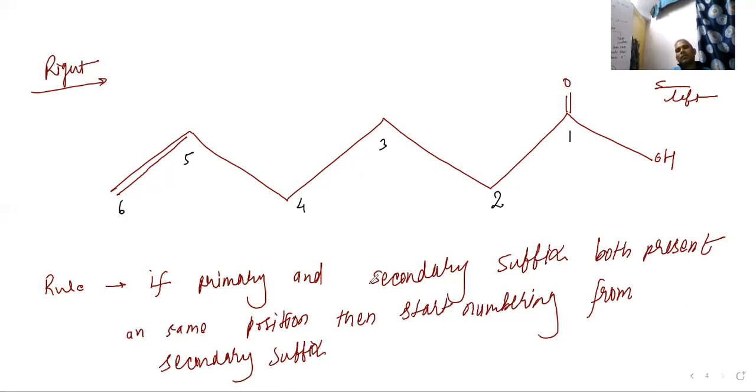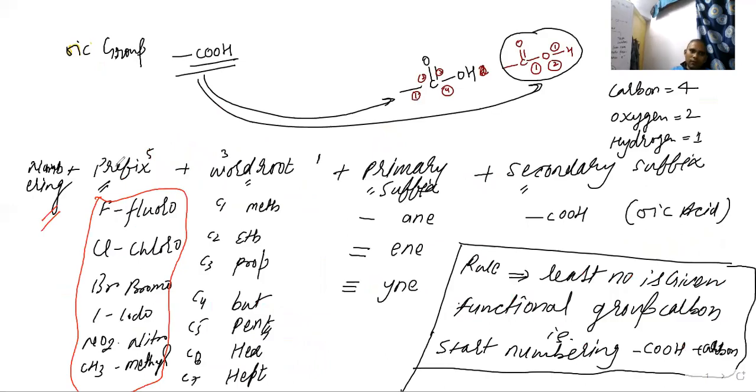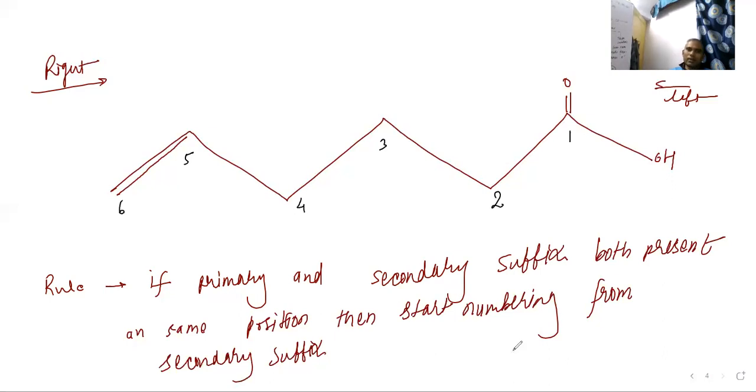Now we need to write the name. So the naming order, you again see what the naming order is. Firstly, we'll write the prefix, then word root, then primary suffix, then secondary suffix. Primary suffix comes after prefix and word root, and then oic acid is in the 4th position. So let us try to understand this one.